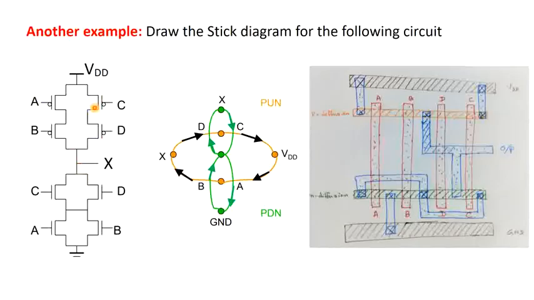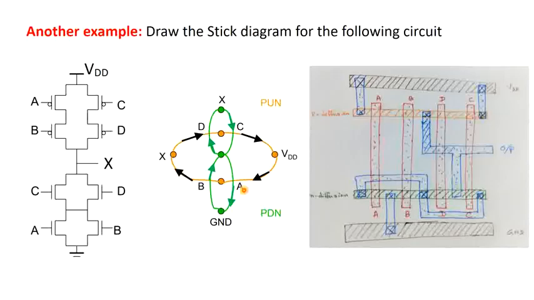For the pull up network, it is VDD and output. On one side we have C and D, and on the other side we have A and B. Suppose you choose a path like this: A, B, D, C. If you choose the path A, B, D, C, we have an Euler path for this pull up network. What about the pull down network? A, B, D, C. We too have an Euler path for this pull down network.